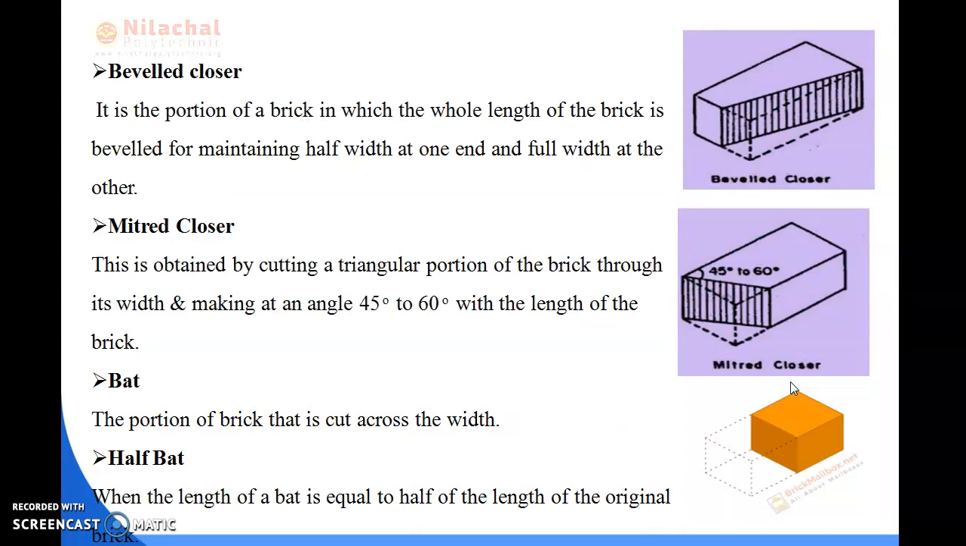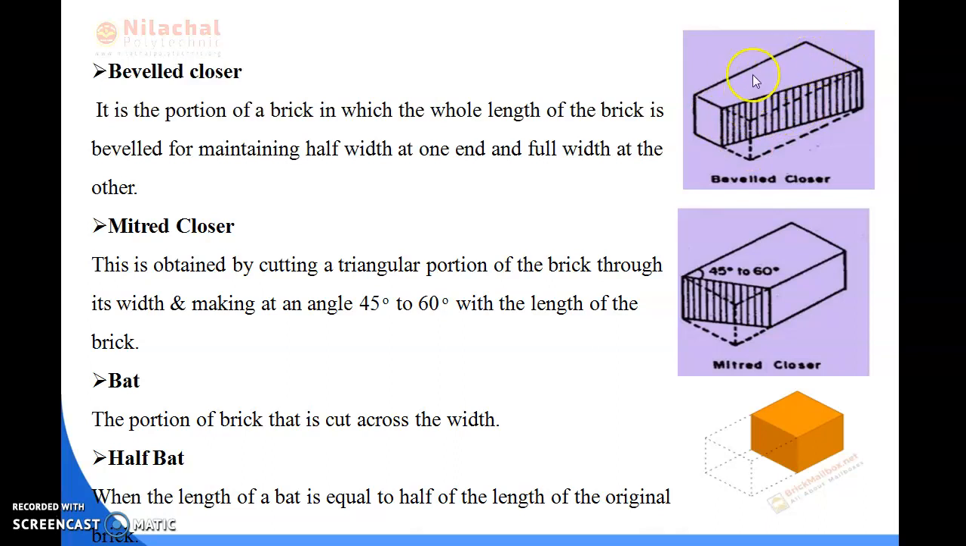Next is beveled closure. What do you mean by beveled closure? It is the portion of a brick in which the whole length of the brick is beveled for maintaining half width at one end and full width at the other. We can see here the images. This portion of the brick is known as beveled closure brick.